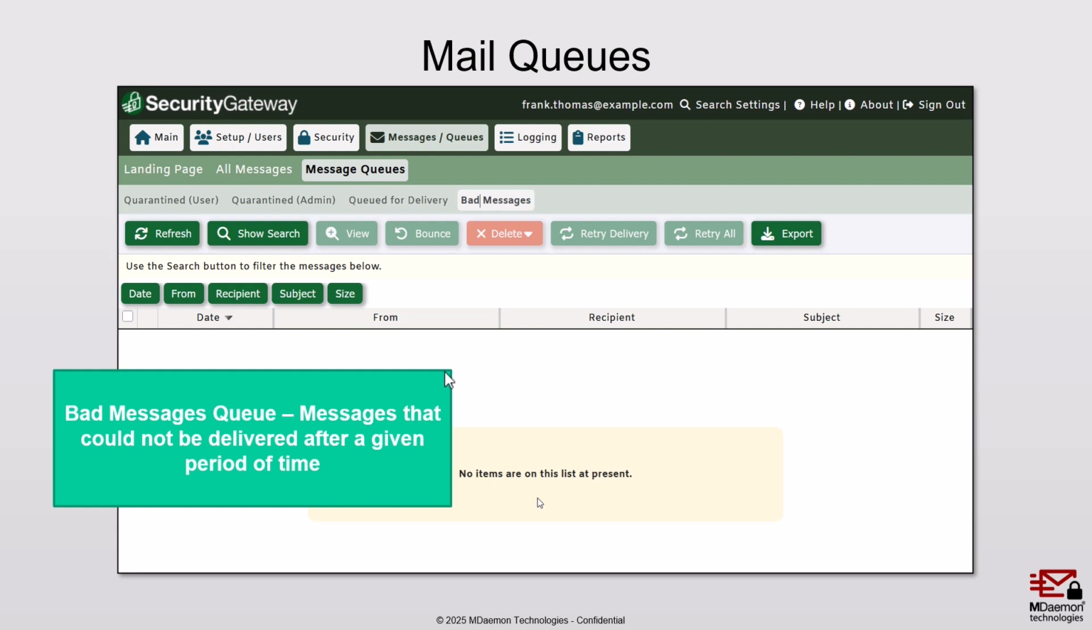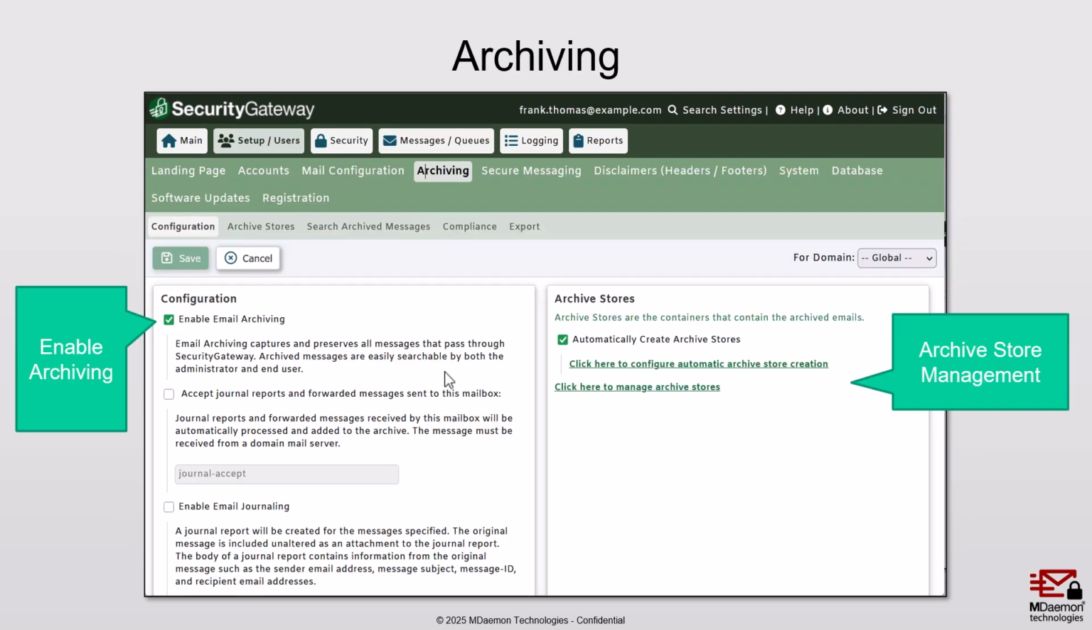Messages that could not be delivered after a given period of time. Security Gateway includes built-in archiving at no extra cost. You can enable that feature under the Setup Users Archiving menu. On the right-hand side, you can use the options shown here to configure automatic archive store creation and to manually manage Security Gateway's archive stores.